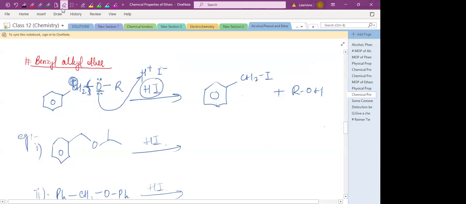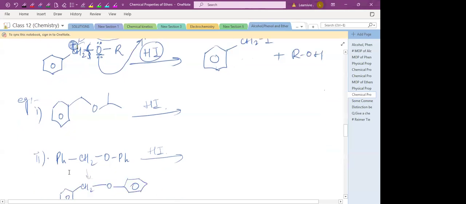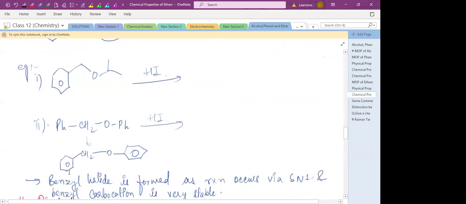Muniba, is it clear? Yes, ma'am. Okay. Now do this question. Do these two examples.